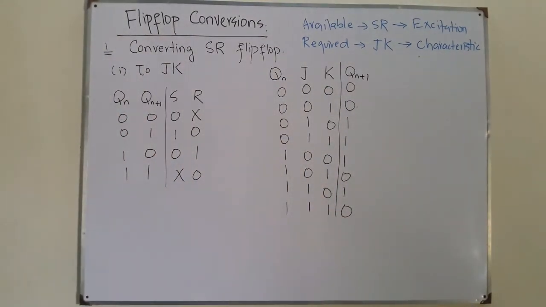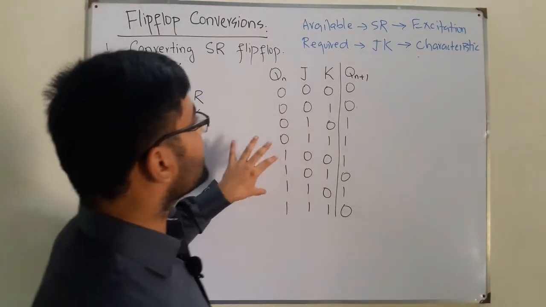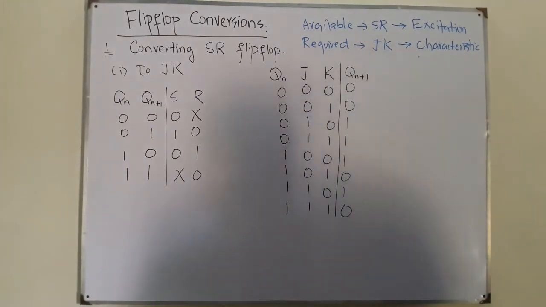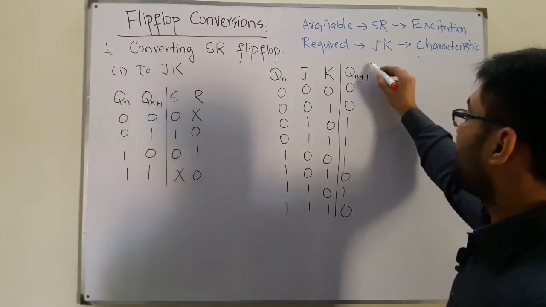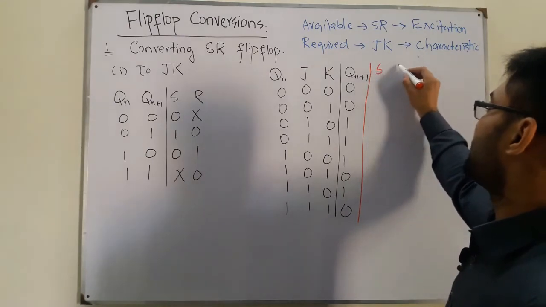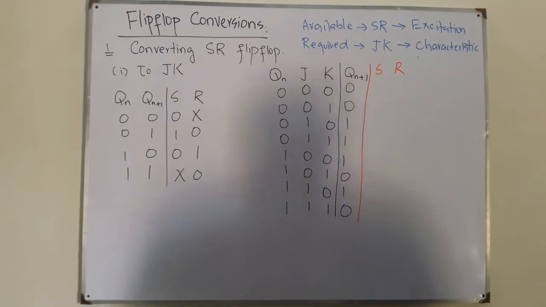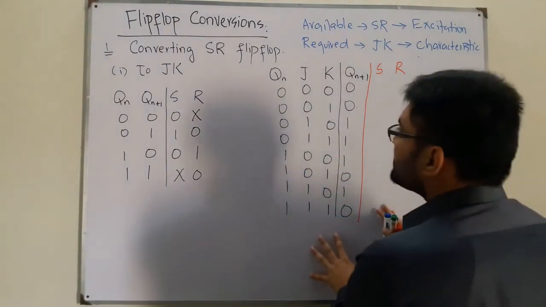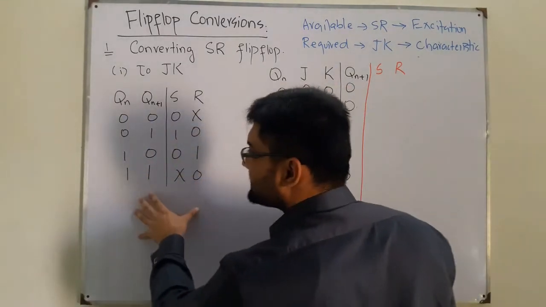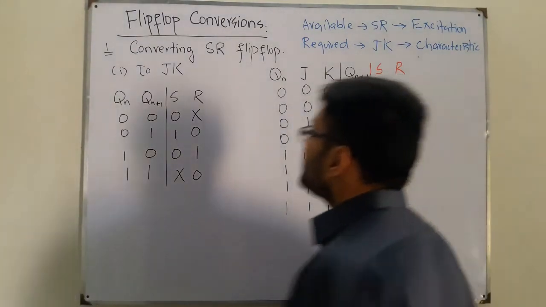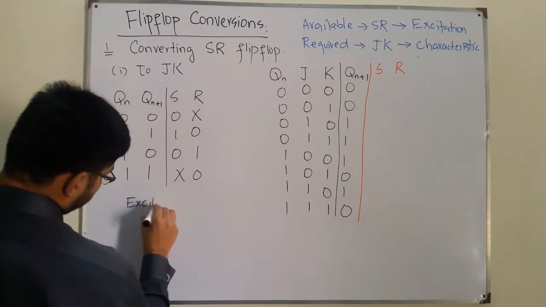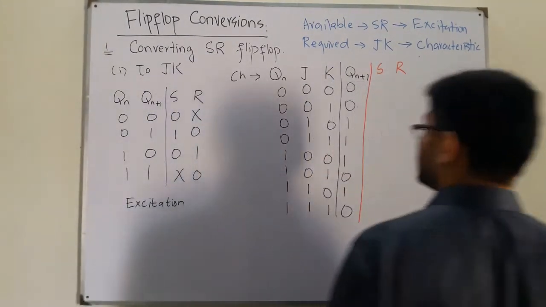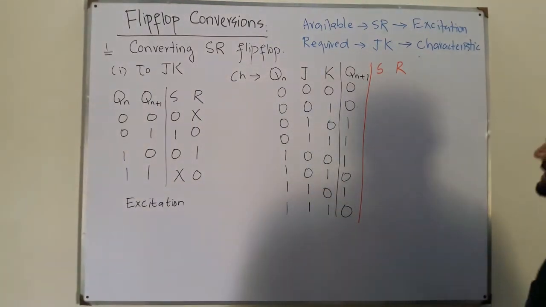Now you match Qn and Qn plus 1 from the characteristic table with the excitation table. I told you that we will be making changes in this particular table, which means I have to draw, with the characteristic table, a column for S and a column for R. Depending on the values of Qn and Qn plus 1, which means the present state and the next state, I will be determining the values of the present inputs S and R with the help of this excitation table. This is the excitation table, and this is the characteristic table. We are making changes to the characteristic table with the help of the excitation table to obtain the new form of S and R.